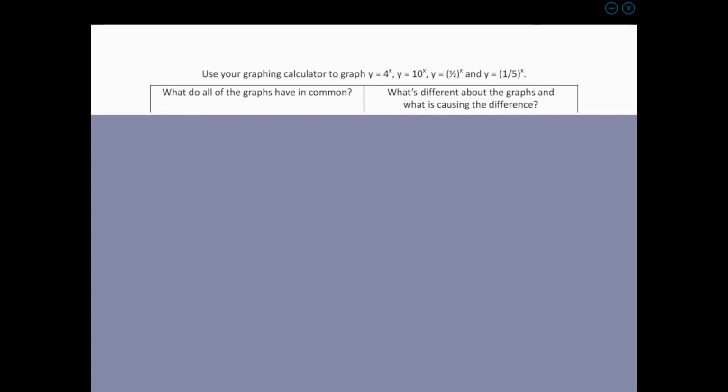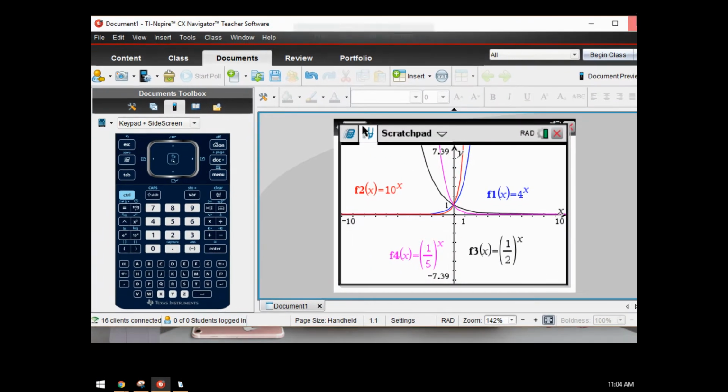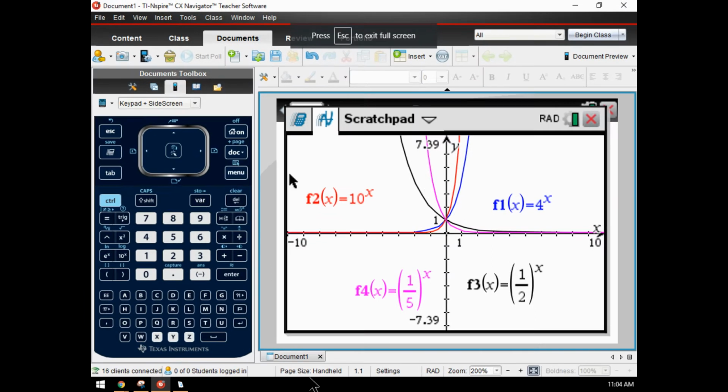Actually, because we're running low on time, I'm just going to pull up the one that I did here on the calculator. So notice that my black and pink ones start up high and go down. And my blue and red ones start down low and go up.